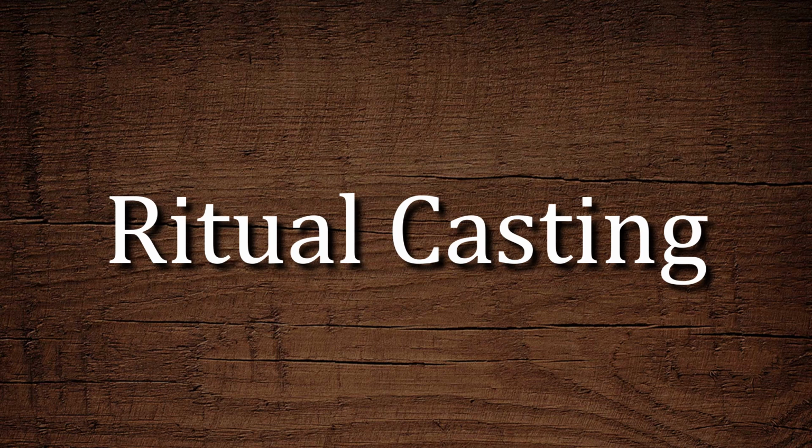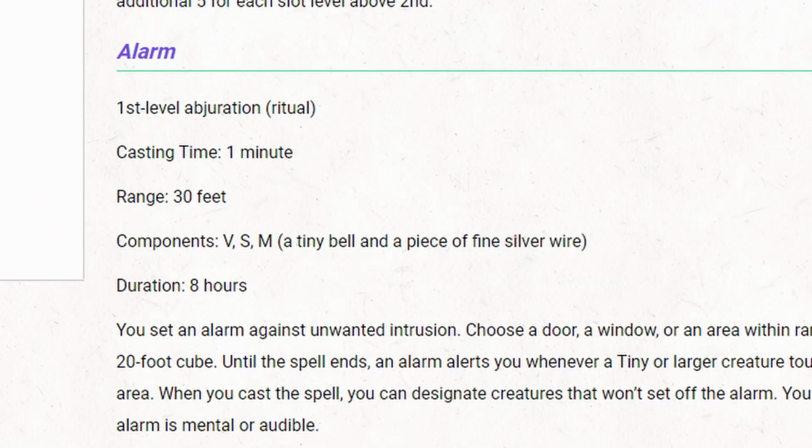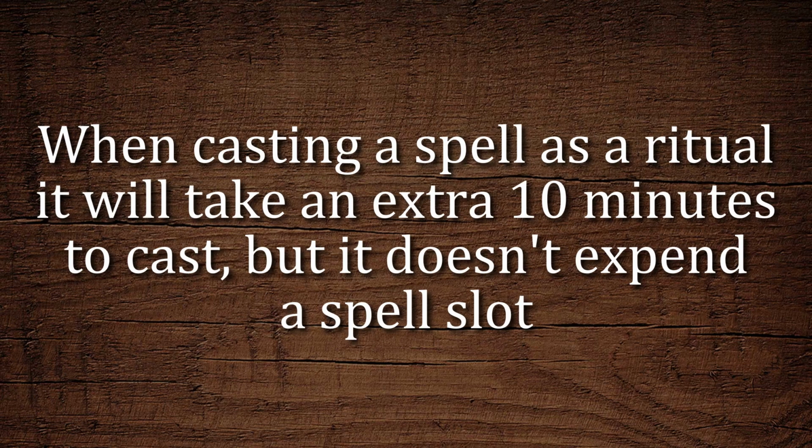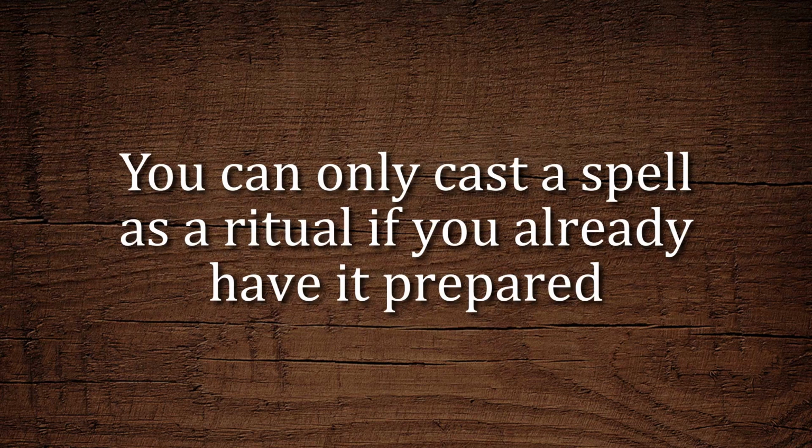The last thing to talk about for spellcasting is casting a spell as a ritual. In order to cast a spell as a ritual, first the spell has to have the ritual tag in its description. An example of this would be the spell Alarm. The ritual tag might appear as text in parentheses after the spell's school of magic and level, or it might appear as a letter R after the spell name, the way it does on D&D Beyond's spell entries. When casting a spell as a ritual, it will take an extra 10 minutes to cast, but it doesn't expend a spell slot. You can only cast a spell as a ritual if you already have it prepared.